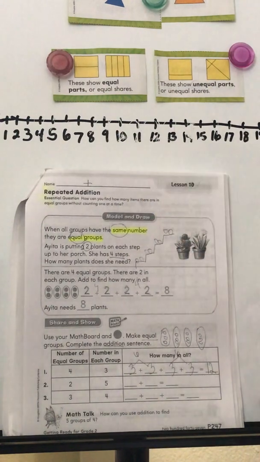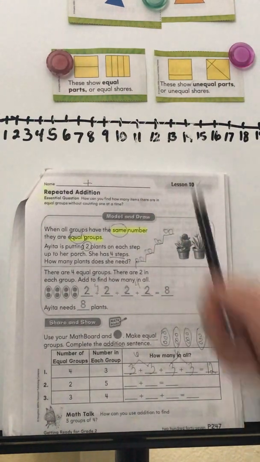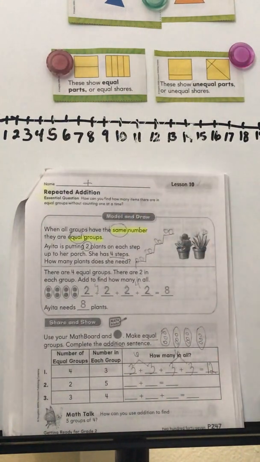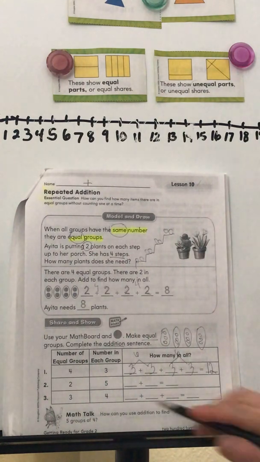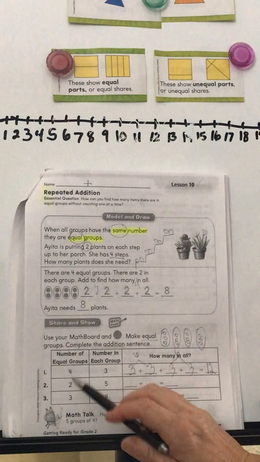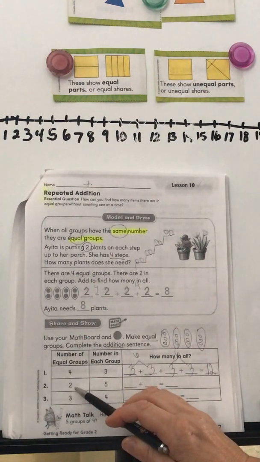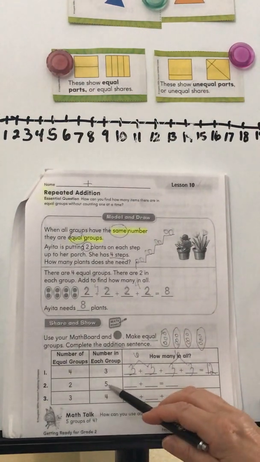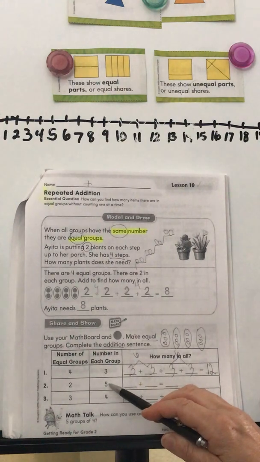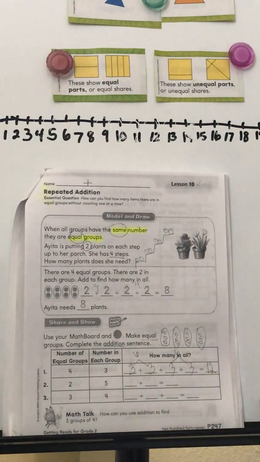If you don't, you go to your number line and you hop. You go 6 and 6 more. Okay, but knowing doubles will really help. Okay, look at number 2. How many groups do we have? 2 groups. Ooh, 2 groups. And how many are in each group? 5. You can do this one with your hands.